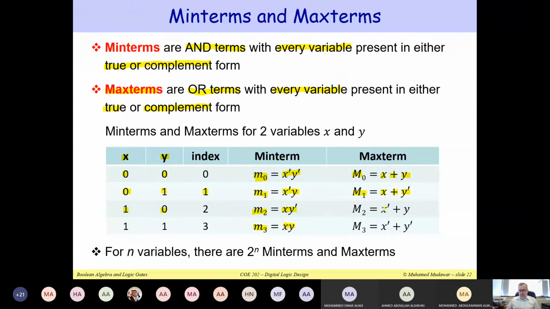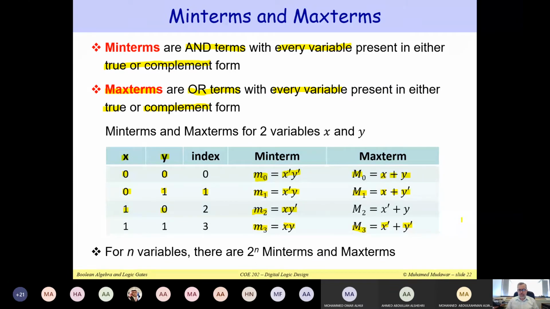Notice that the max term is always the complement of the minterm. So when you take the complement of x prime y, it will be x or y prime. Okay, so the max term by definition is the complement of the minterm. And finally, for minterm sub 3, which is equal to xy, the max term sub 3 will be x prime or y prime. Is this clear? So this is how we define the minterms and the max terms of a given function.